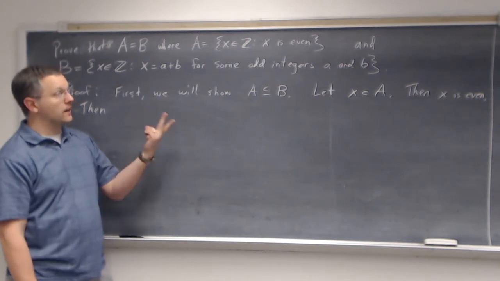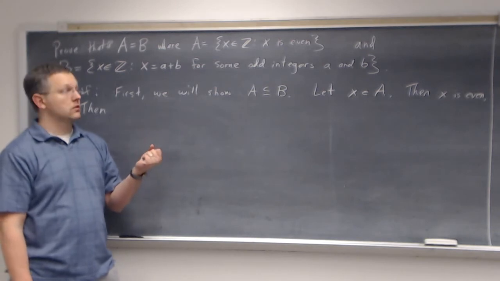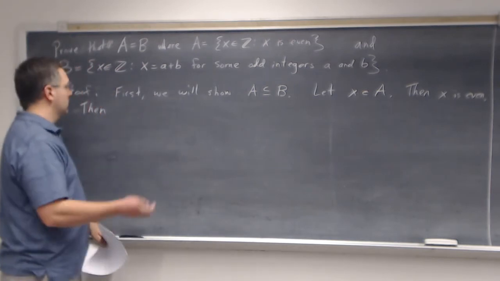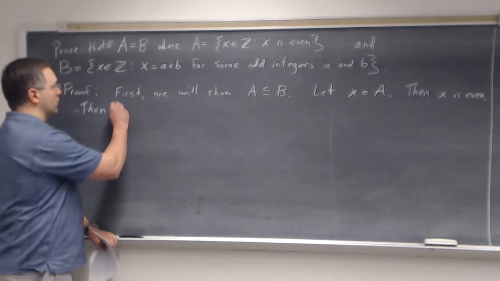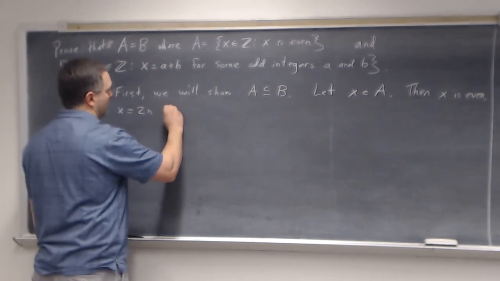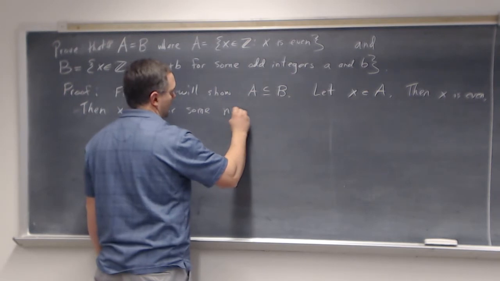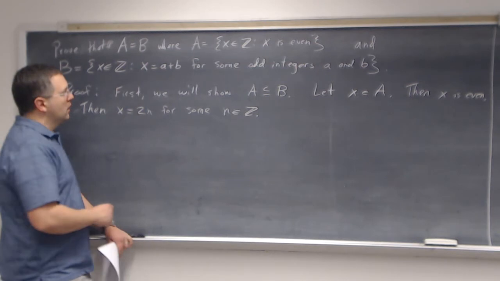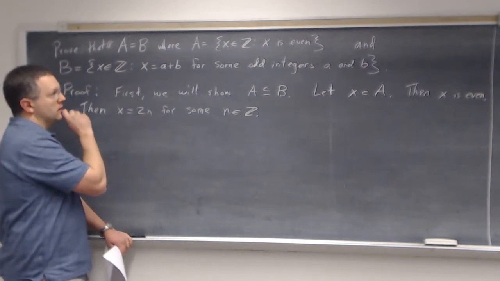What I need to do is show that x, since x is in A, I can write x as a sum of two odd integers. Okay, I could end up using a and b, but all right. So let x be in A, then x is even. So then x equals 2n for some integer n. Right? Definition of even. Well, I need to write this as the sum of two odd integers.